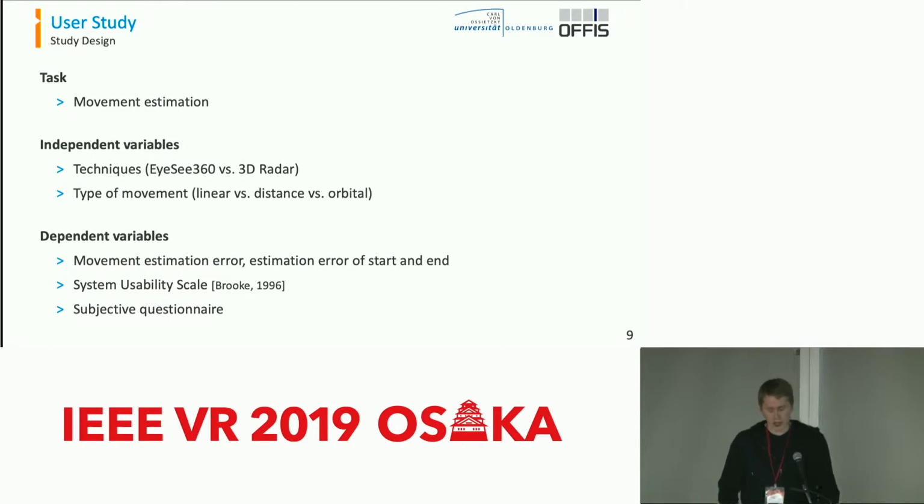Then we assessed how well people perceived that movement, with a movement estimation error. The movement was drawn out of view and the user had to assess that movement, and we compared both vectors and calculated the error as the angular error between these 2 vectors. Further, we also used a System Usability Scale, and we had a subjective questionnaire.